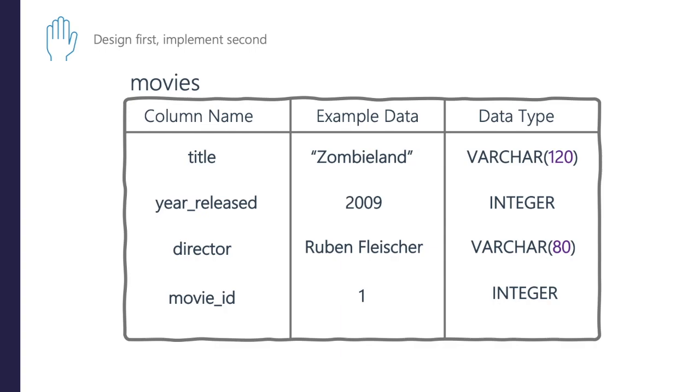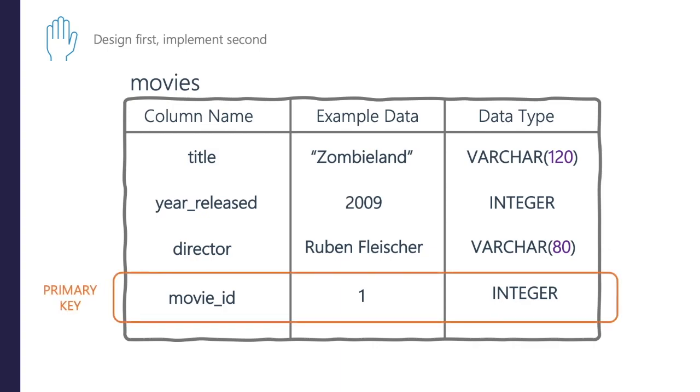So great, we almost have all the information we need to build this movies table. We have all of our column names and all of its associated data types. But we're missing one thing, and that is the primary key. The primary key is typically the column in which the unique identifier, or an ID, lives. In this case, movie ID was our unique identifier. Therefore, our primary key is going to be movie ID.